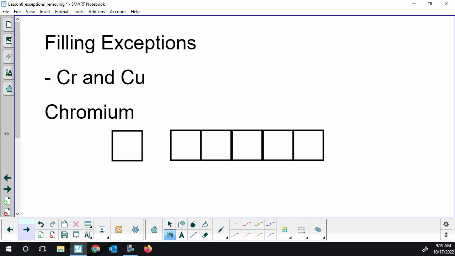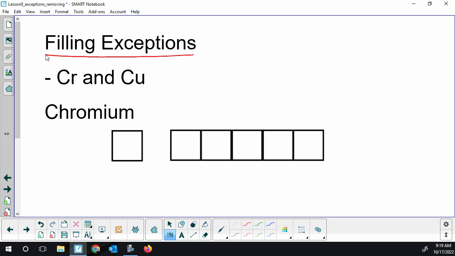There are many fill exceptions for advanced placement chemistry. You just need to know about these two that are in the 3D section of our table, or the first row of the transition metals: chromium and copper. So chromium, I've pre-filled in some boxes.